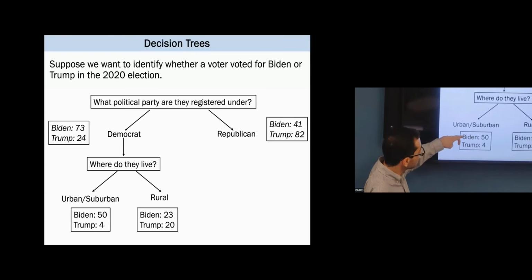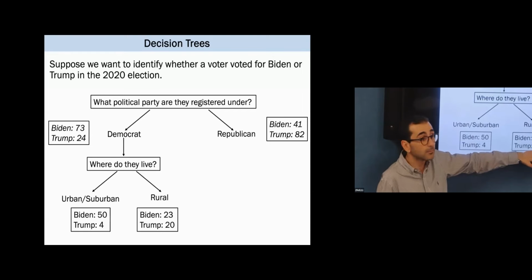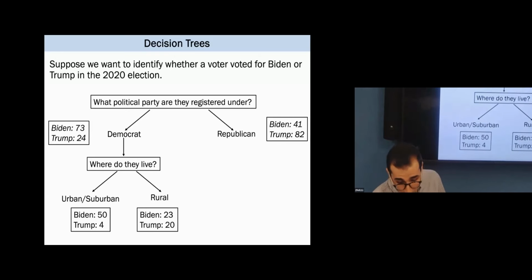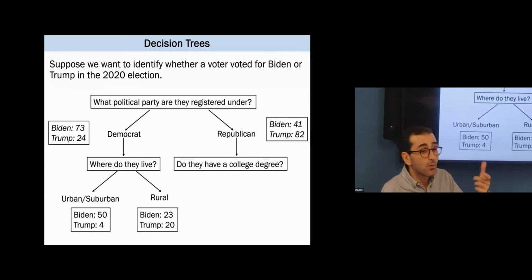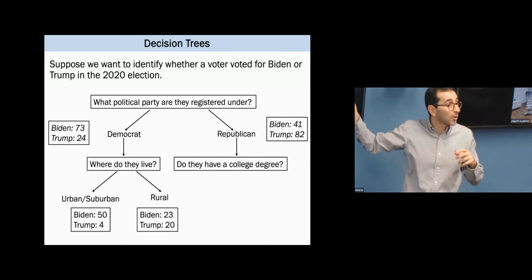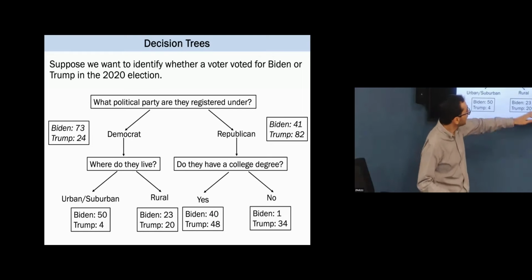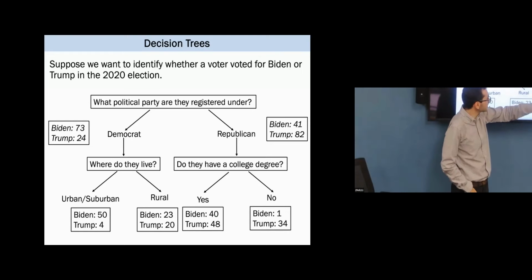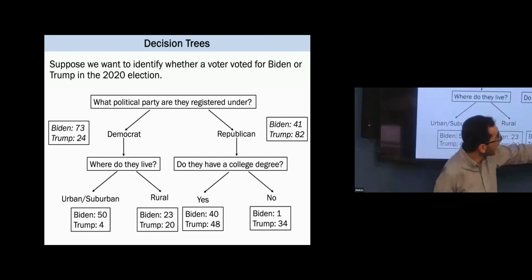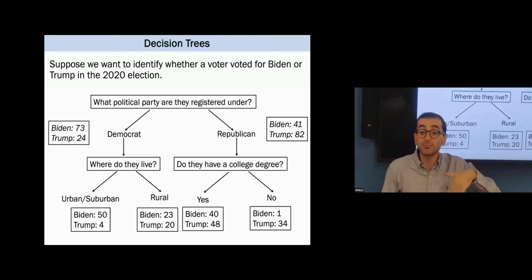Let's say 50 of them vote for Biden, 4 of them vote for Trump. Rural, again, 23 Biden, 24 Trump. Okay? And then you do the same for, let's say, the Republicans. Now, what is the variable that splits the observations better? Let's say for the Republicans it is whether or not they have a college degree. So in this case I use that variable, and you can see 40 Biden, 48 Trump, 1 Biden, and then 34 vote for Trump. Okay? And you keep doing that.